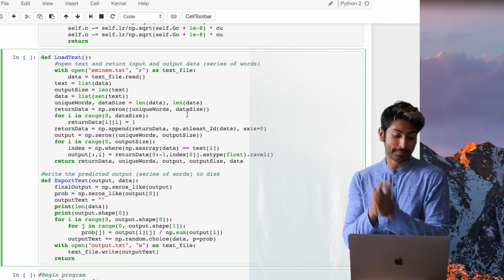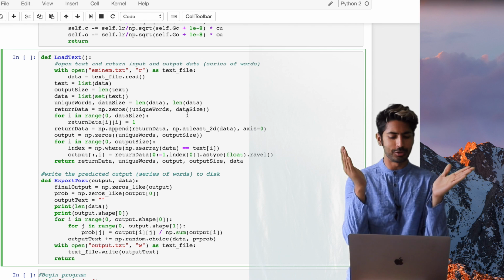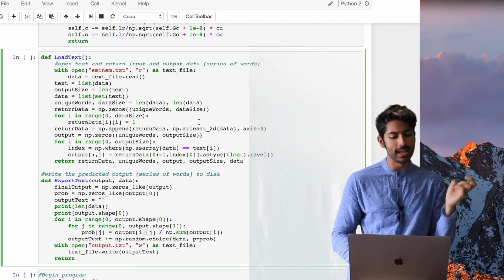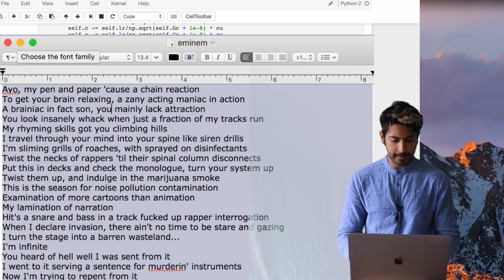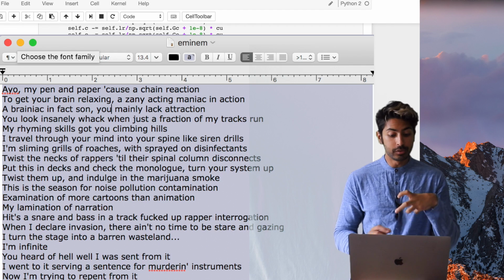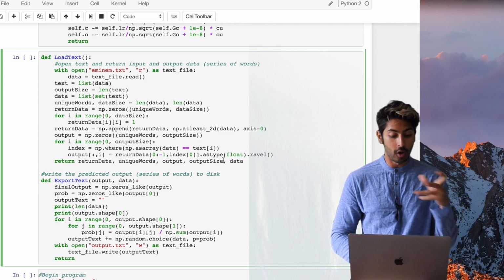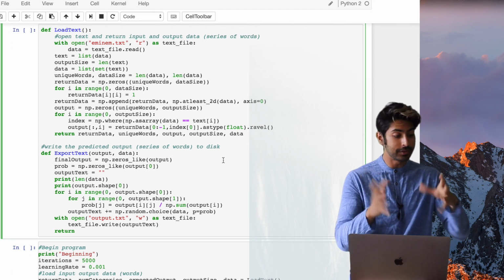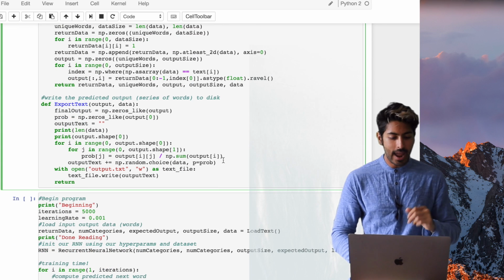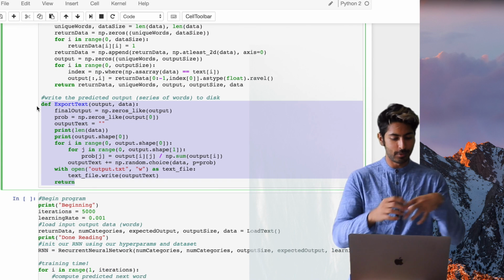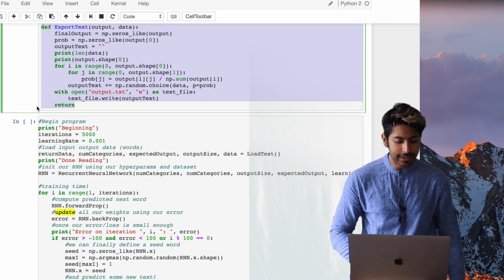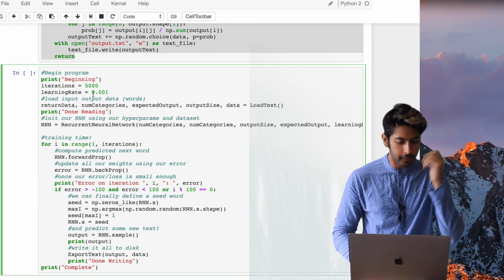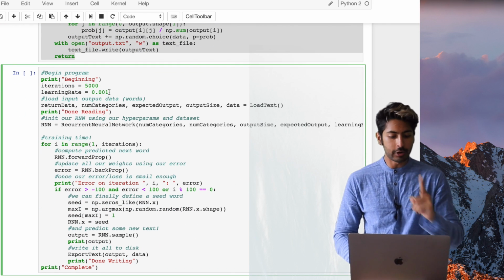Now we can look at our load text and our export text function, which are not as interesting. But what we do is we load up our M&M text file of lyrics, right? Just like that. And then we compute those unique words for all of them, and so we have a sequence, our input and output sequence. And then we have this export text, so whenever we've sampled new words, we can write them from memory to disk, that's all.